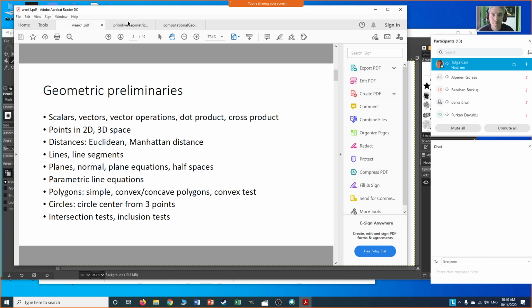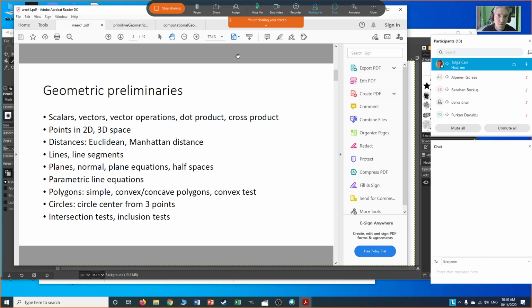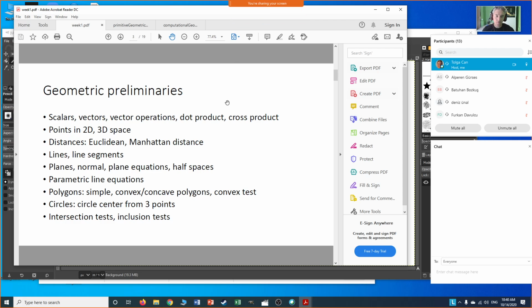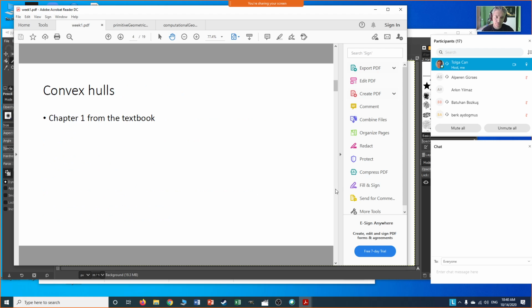Hello again. Now I'm going to first quickly go over the first week's slides. And then, as I said, I'm going to talk about some of these geometric preliminaries that we will be needing if you want to implement the techniques we will be learning in this class. So, computational geometry: we will first start with convex hulls. I already told you that.